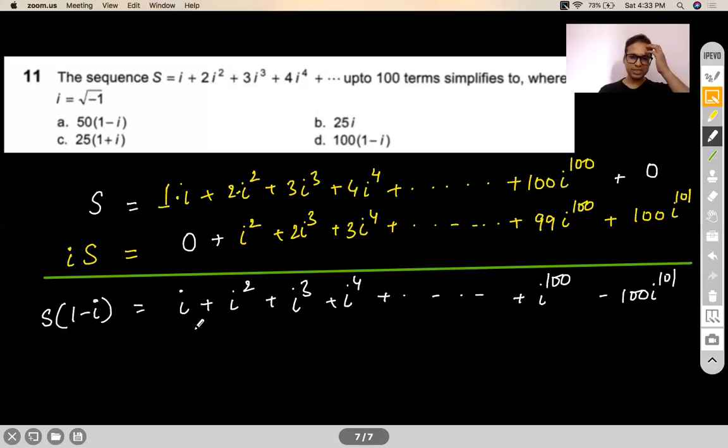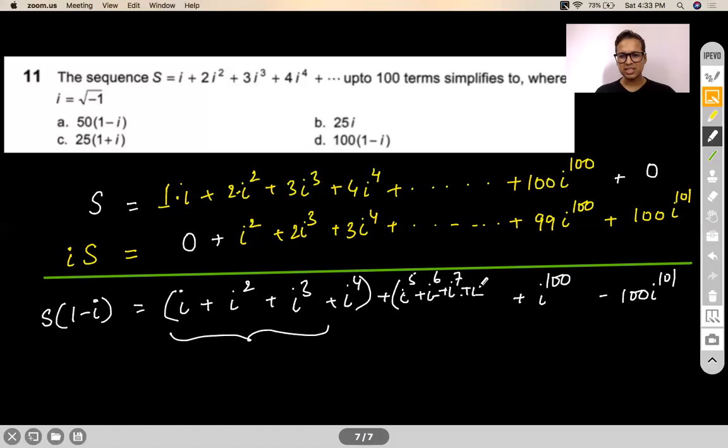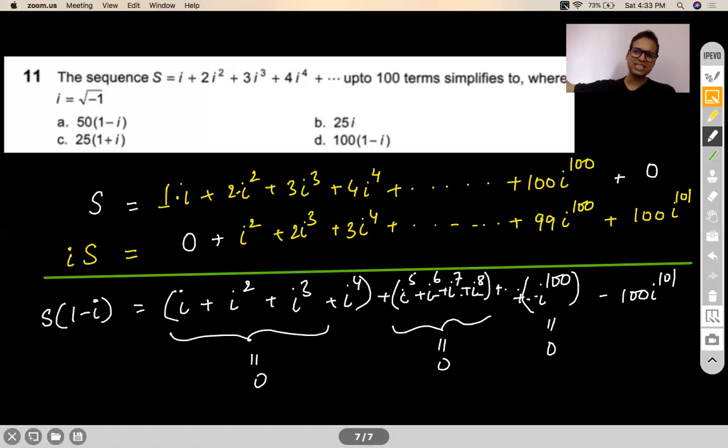Now here if you see, there will be 25 such groups of four terms. If you start grouping it, there will be 25 such groups created along with the 100. They will all be 0 each, isn't it? Because we have all seen that four consecutive powers of i will add up to give you zero. So i1, i2, i3, i4 gives 0. i5, i6, i7, i8 gives 0. i9, i10, i11, i12 gives 0, like that. So if you go to i97, i98, i99, i100, they add up to give you 0.